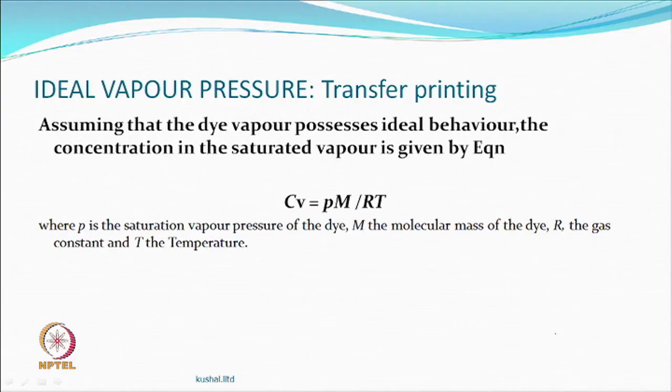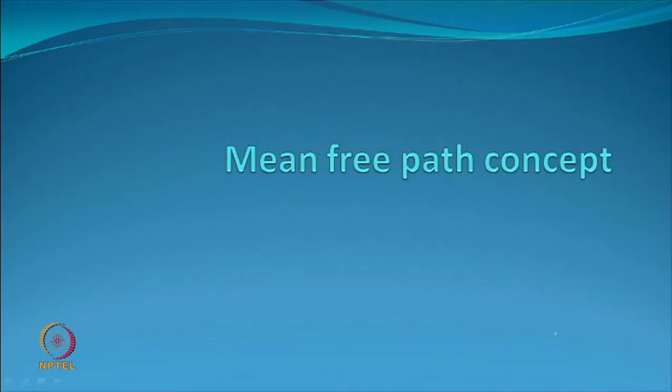So, simple relationship, the concentration of the dye in the vapor form will be related to the partial pressure or the saturation vapor pressure, that obviously you know indirectly depends on the rate at which this can be evaporated, the sublimation rate. The molecular mass, it is a gas, therefore, R and T are becoming important. The T, remember, is going to be an absolute temperature and not degrees centigrade, right.